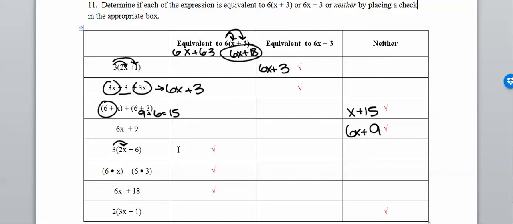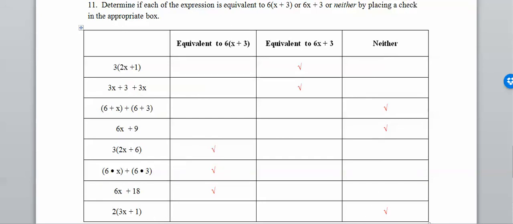3 times 2x gives us 6x, and 3 times 6 gives us 18, so it goes in this column. 6 times x does work, because remember, 6 times x is just 6x. 6 times 3 also works, which is 18, so it goes in this column. And of course, we know this one also goes in this column because we simplified before. 2 times 3x gives us 6x, but 2 times 1 only gives us 2, so it fits in the neither category. And that's all I have for you today, and I will see you next time.